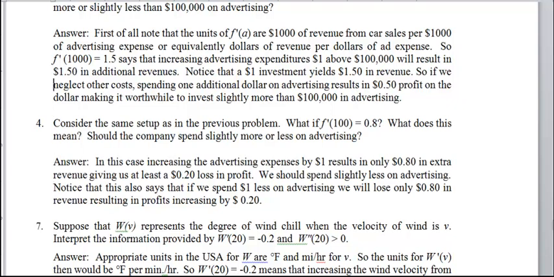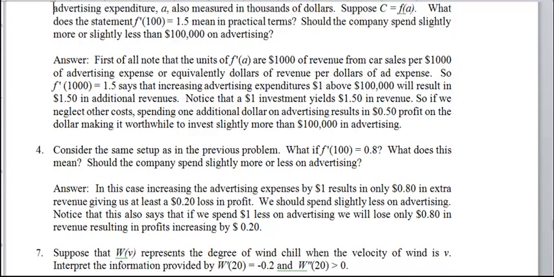Okay, let's look at this next example. Suppose that W of V represents the degree of wind chill when the velocity of wind is V. Interpret the information provided by W prime of 20 equals negative 0.2 and W double prime of 20 is positive. Once again, see if you can figure this out on your own and then come back and check your answer. Press pause now.